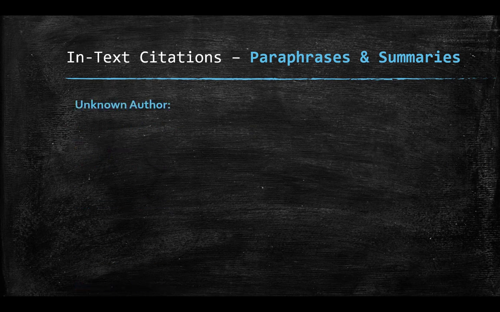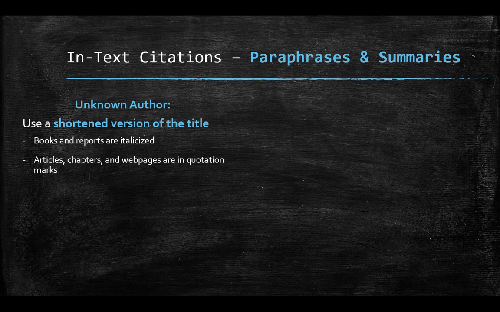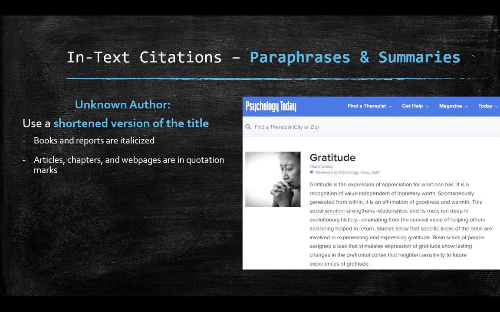If your source does not have an author listed, use a shortened version of the title. So that the title is not confused with someone's last name, the titles of books and reports are italicized. The titles of articles, chapters, and web pages are in quotation marks. Let's look at this web page from Psychology Today. We can see the content was reviewed by Psychology Today staff, but there is no author listed. In this case, we will use the title Gratitude inside quotation marks.